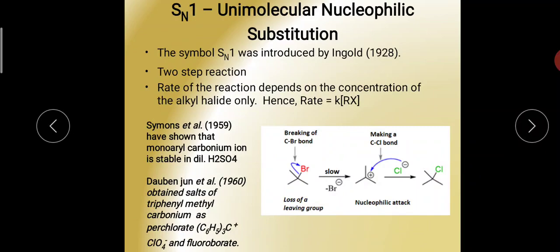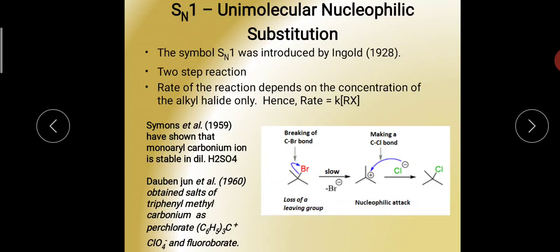Now we will see what is unimolecular nucleophilic substitution. Like I told you for SN2 reaction, the symbol SN1 reaction was also introduced by Ingold in 1928. So SN1 means 1 is for unimolecular, N is for nucleophilic, and S is for substitution. Which means the rate determining step in this particular reaction will contain only one substrate, and now we are going to see which one.